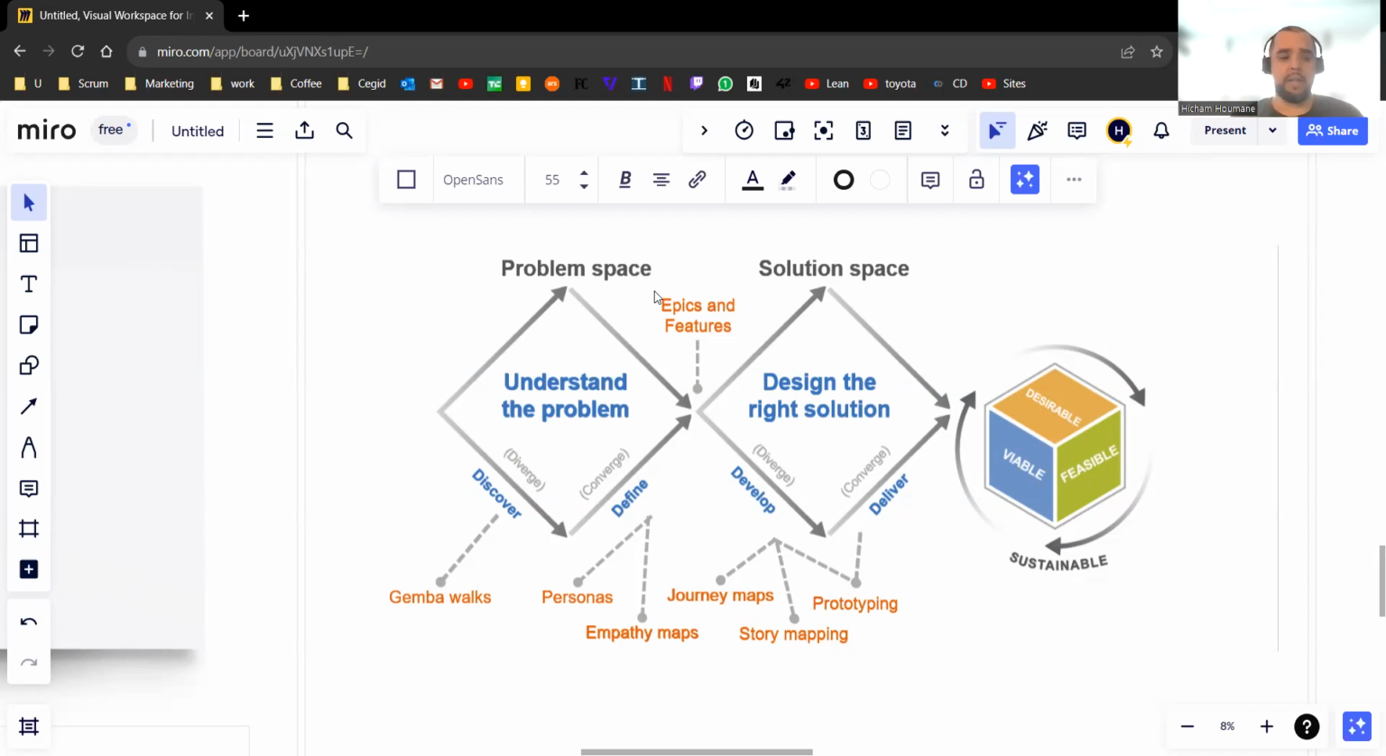Suppose I want to develop an application for food delivery, for example. What is the problem that I'm trying to solve? Now, the problem is people are hungry and they need food. That is the problem that I'm trying to solve. Now, what does it mean to discover? I need to observe people who are ordering food at the moment. How are they ordering food? When are they ordering food? What are the situations where they are ordering food?